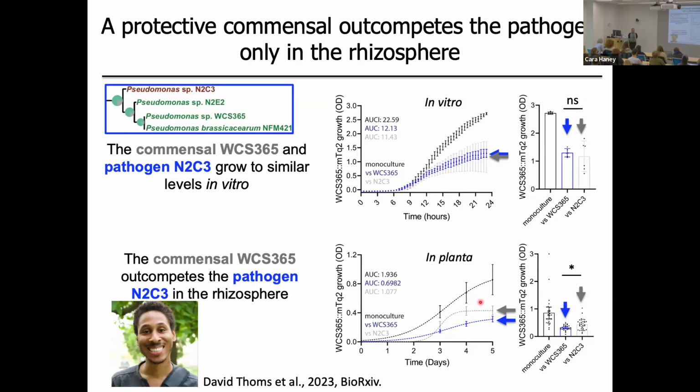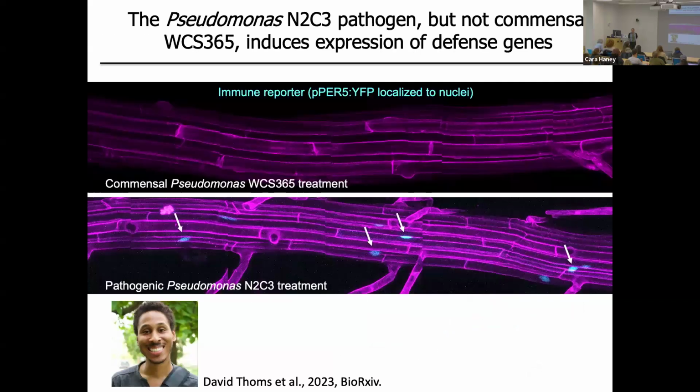So this could be because the commensal is better at using plant-derived nutrients, and we think there may be some components to that. And then David's favorite hypothesis was that maybe the plant could actually tell them apart. And so he used plant immunity reporters that we got from Nico Geldner's lab. They have immunity promoters driving fluorescent proteins that localize to the plant nuclei. So when there's an immune response, we get fluorescence in plant nuclei.